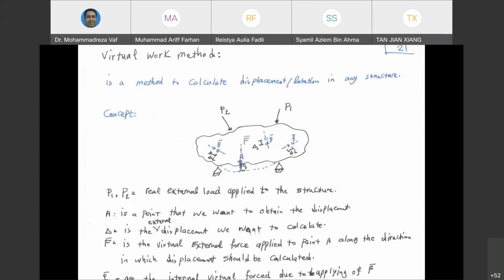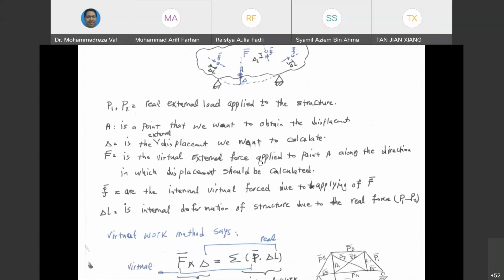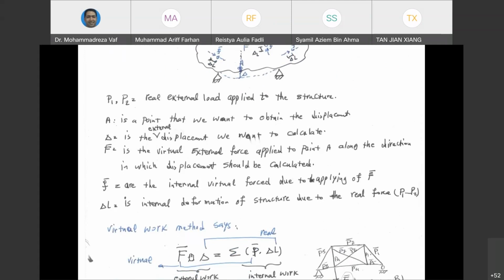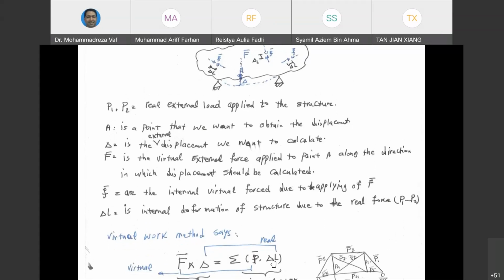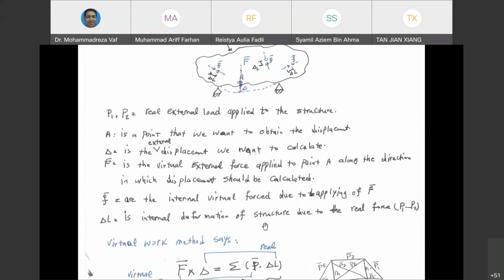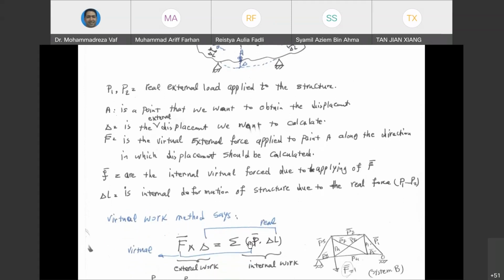If you want to calculate vertically, you will apply it vertically. So F bar has been applied to point A, and now our interest is to calculate how much this delta is. In order to calculate that, we are going to use this equation. This equation says if you multiply F bar, that virtual work, by the displacement that you are looking for, it equals a small f bar. This is not P, this is a small f bar, multiplied by delta L. So let's see what this f bar and this delta L are.